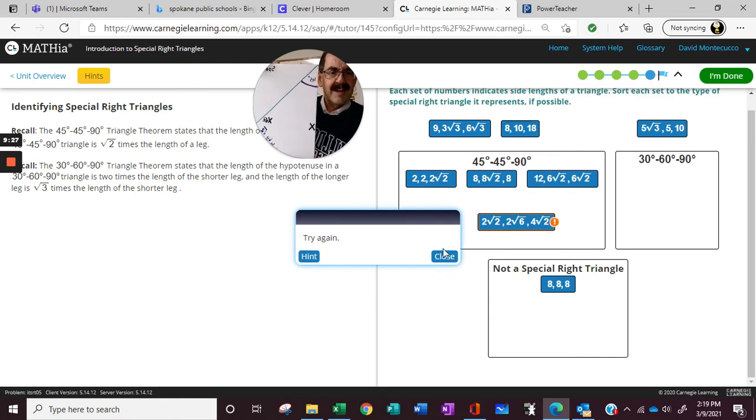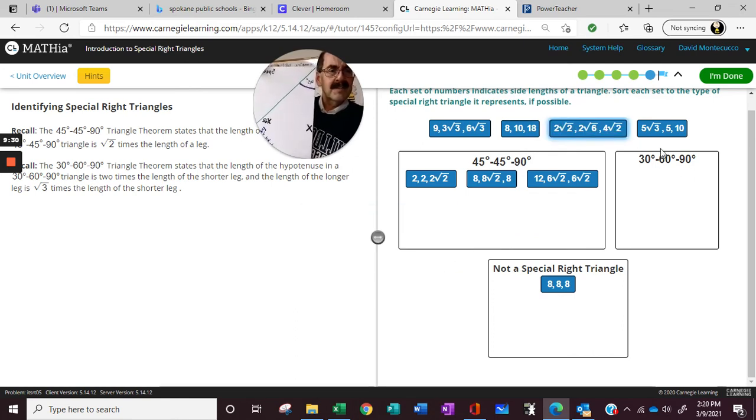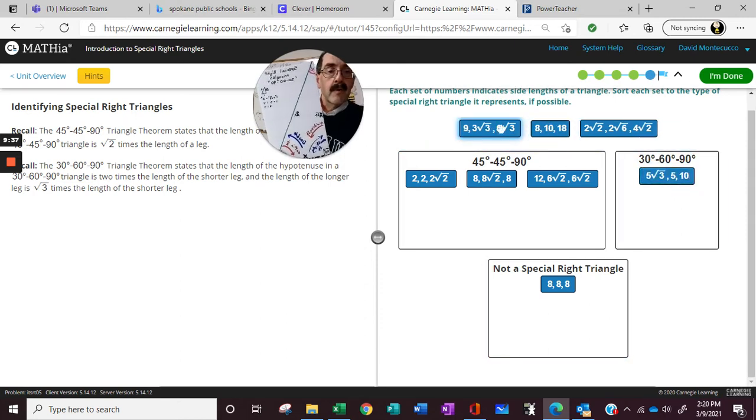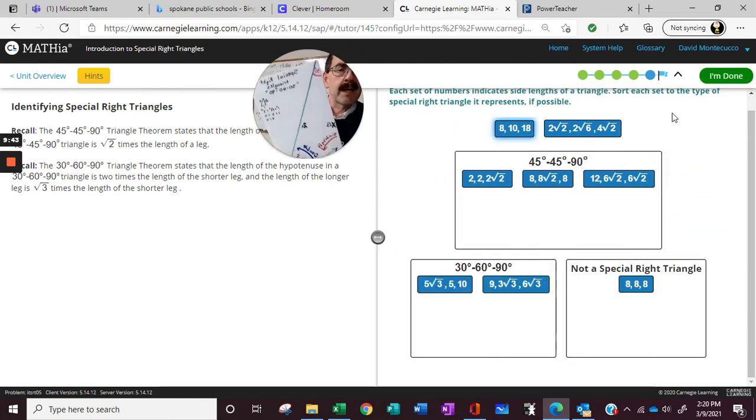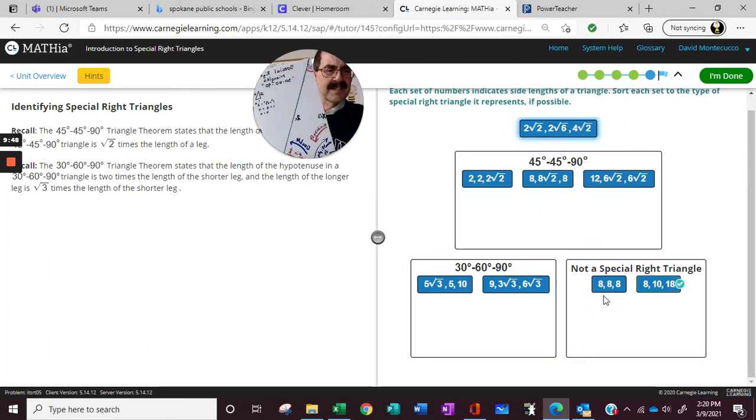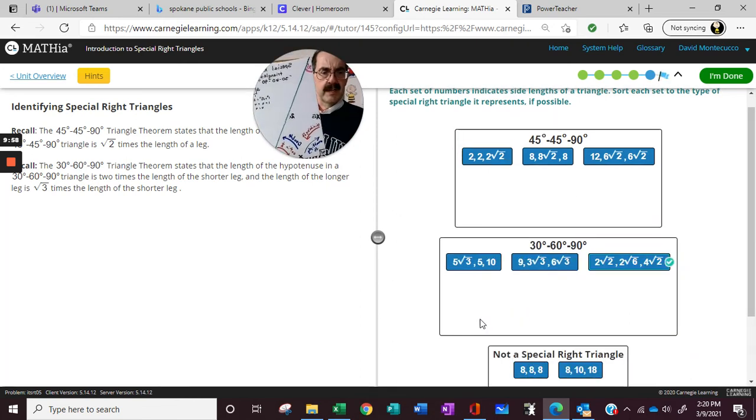Oh, man. We'll come back to that. So radical 3's, 5, 10, double. Radical 3, double. Okay, 8, 10, 18, there are no radicals. I'm going to try this. Now, this one, 2 radical 2, double. Why didn't this go 30, 60, 90? Oh, I must have gone to the wrong one. We'll drag and drop.